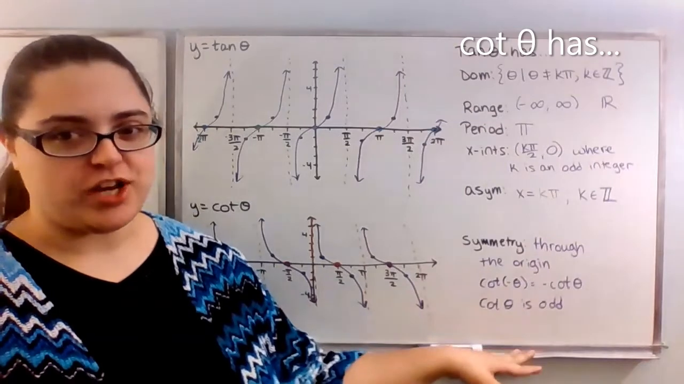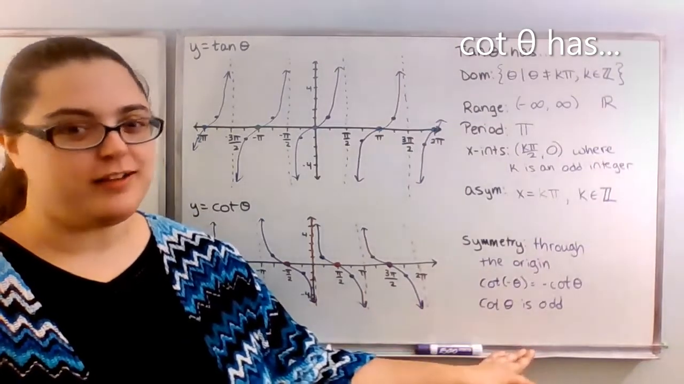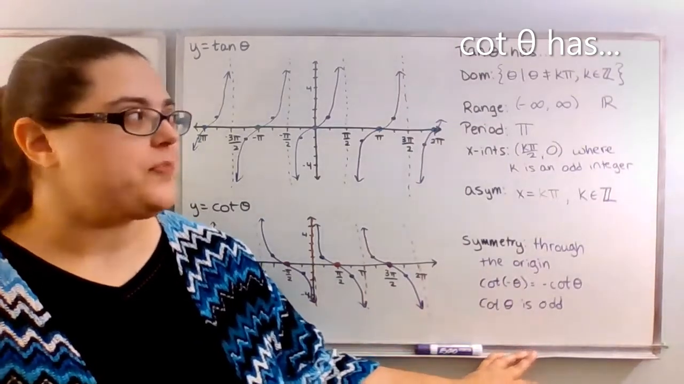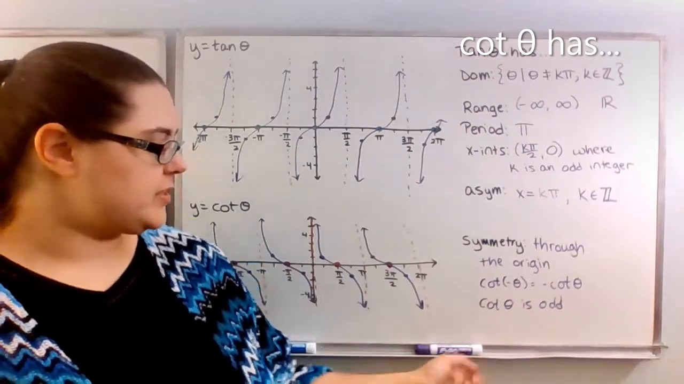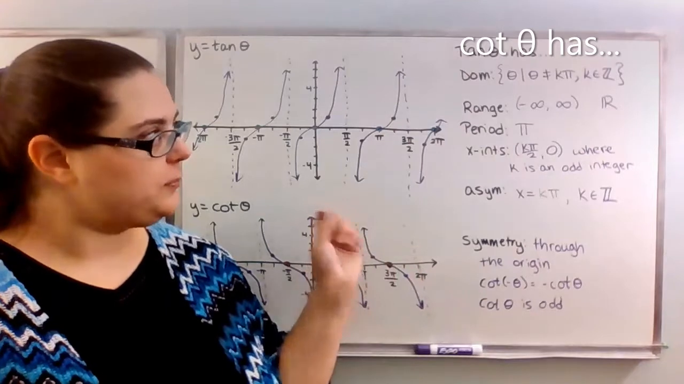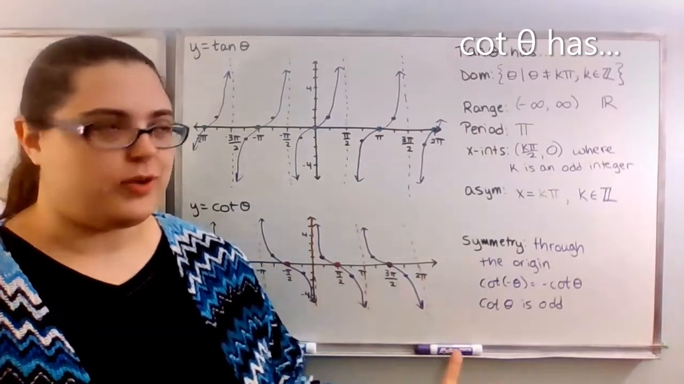If you want to pause and check my answers with your answers, go ahead. But I'm just going to run through them. So the domain is everything that's not a k-pi, because that's when we have our asymptotes here. The range is still all real numbers.